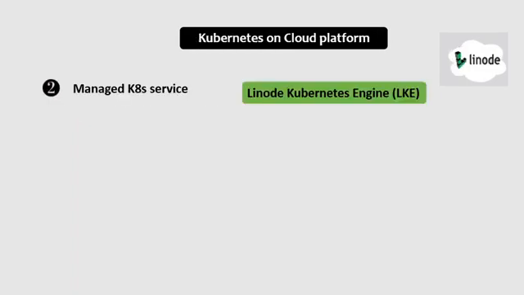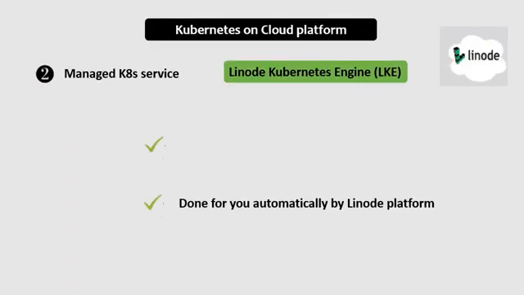So as an alternative, cloud providers like Linode also offer what is called a managed Kubernetes service that does a lot of heavy lifting for you. On Linode, it's called the Linode Kubernetes Engine. So how does this work, or what does it actually represent?